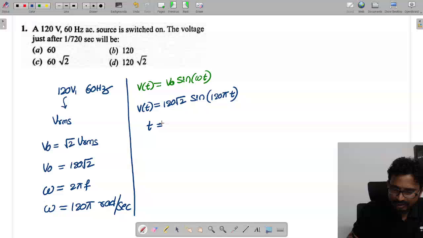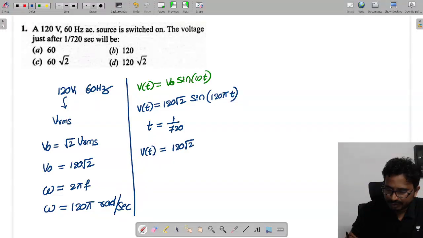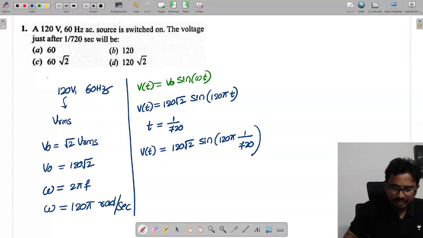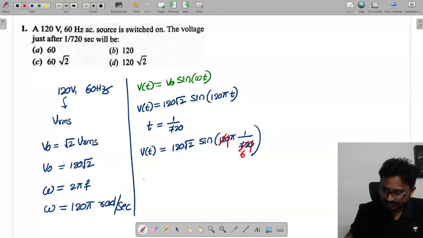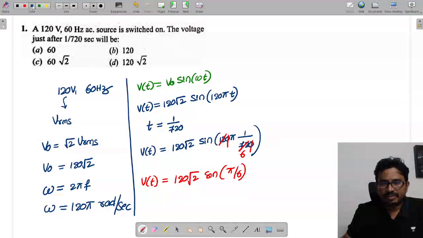They have given t equal to 1/720 seconds. So V of t is 120 √2 into sine of 120 pi into 1/720. Simplify this: the 0 cancels, and 12 over 72 gives 6. So V of t will be 120 √2 into sine of pi by 6.